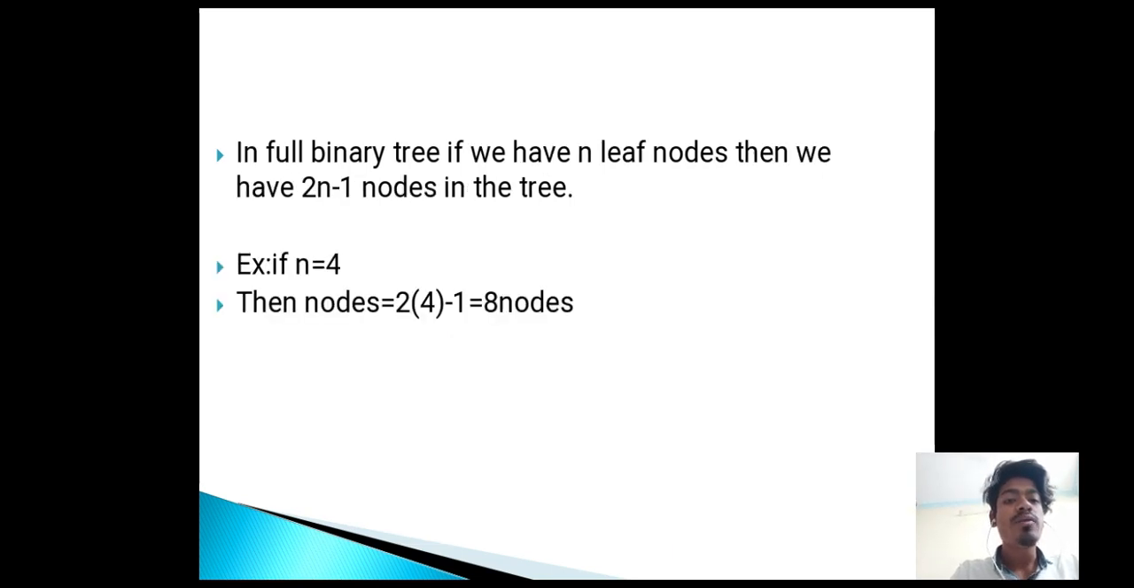In a full binary tree, if we have n leaf nodes, then we have 2n minus 1 nodes in the tree. So this is the formula. For example, if leaf nodes equal 4, then nodes equal 2 into 4 minus 1, which equals 7 nodes. We can find the nodes in a full binary tree by using this formula.